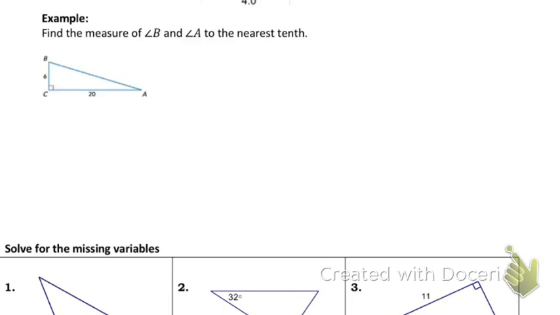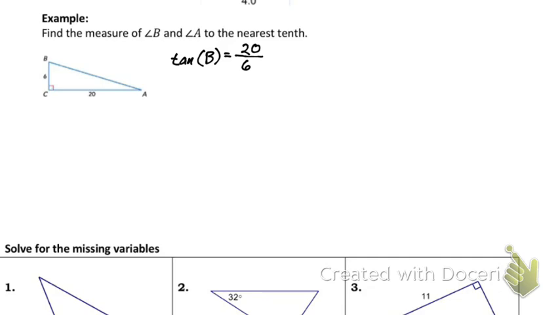The next part says, find the measure of angle B and angle A to the nearest tenth. So how I'm going to do this is I'm going to first write tangent of B equals opposite over adjacent. Are we okay with tangent B equaling 20 over 6? Opposite over adjacent. Are we all okay with that?